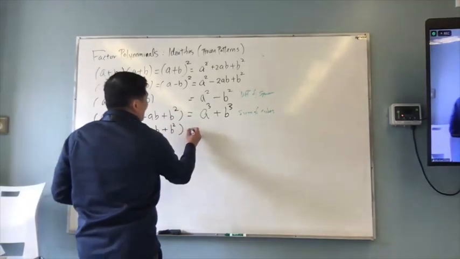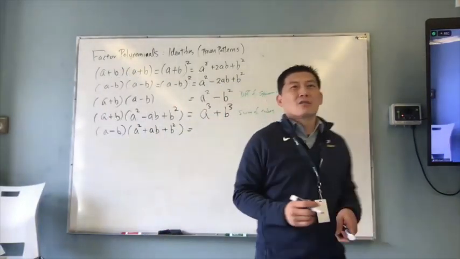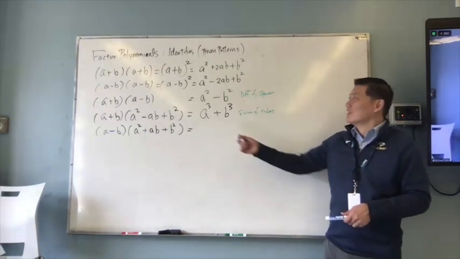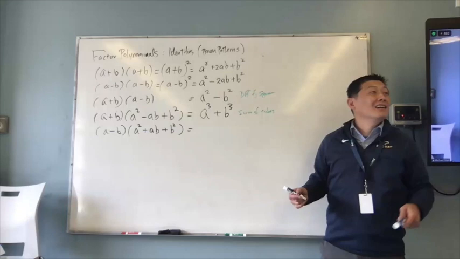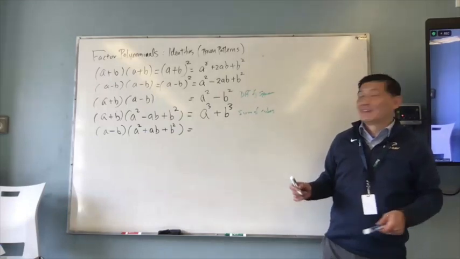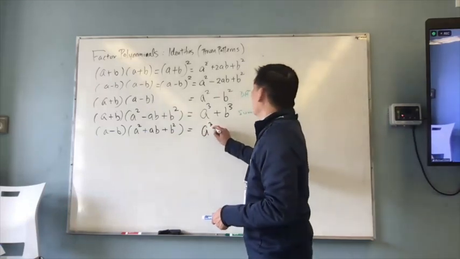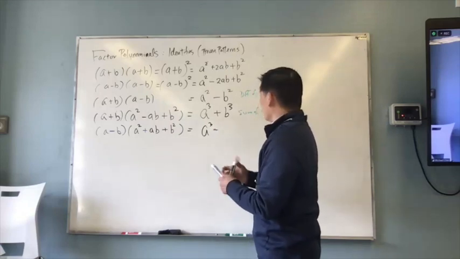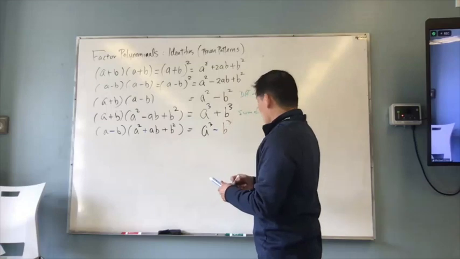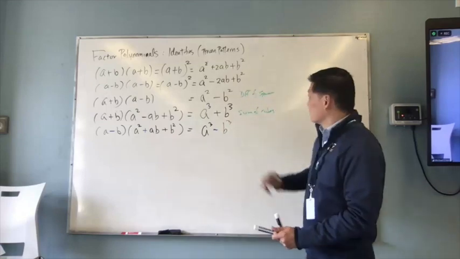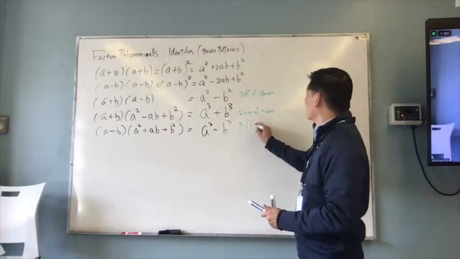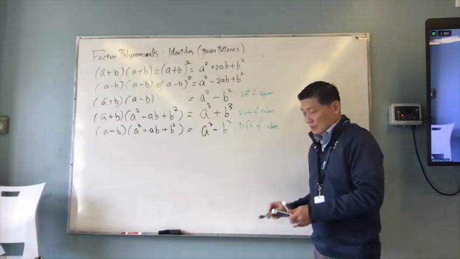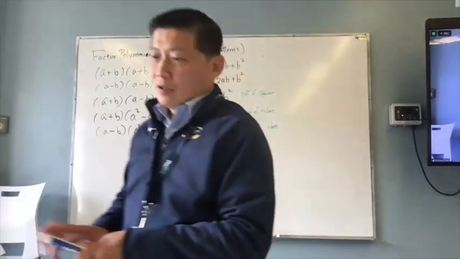What do you think this is going to be if you give a wild guess? That's right, A cubed minus B cubed. And this is what we call the difference of cubes.